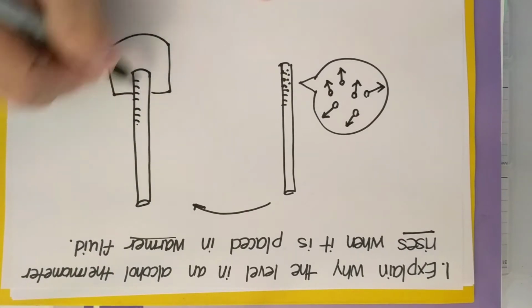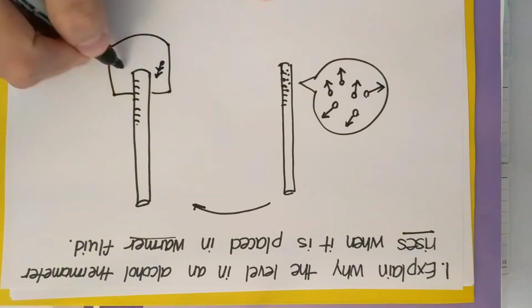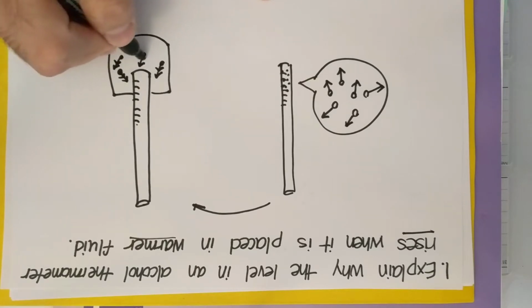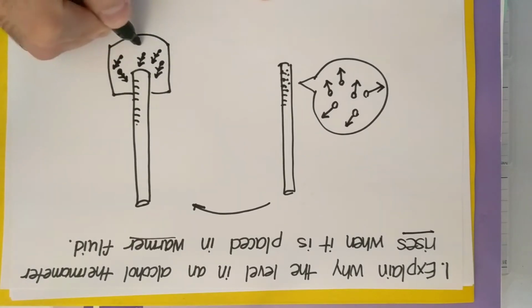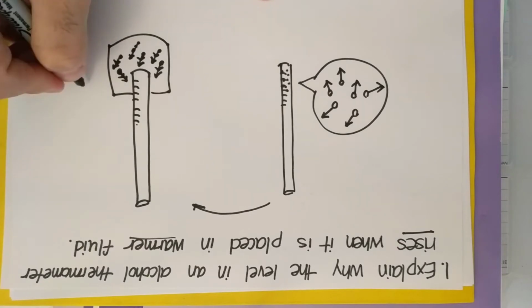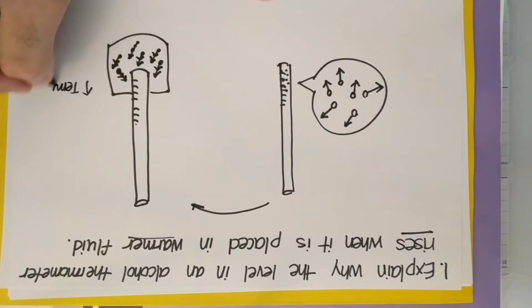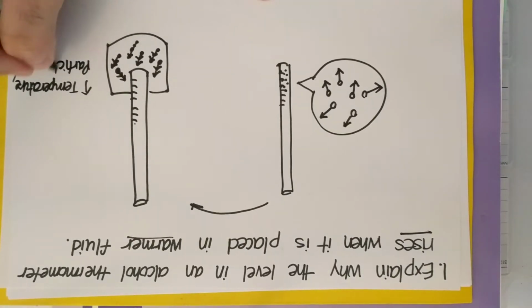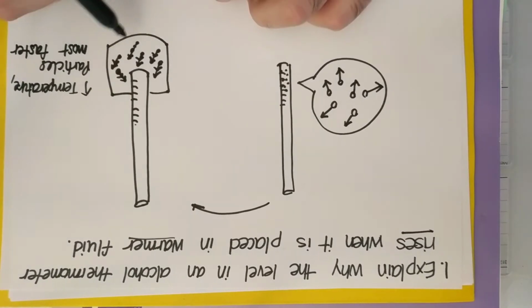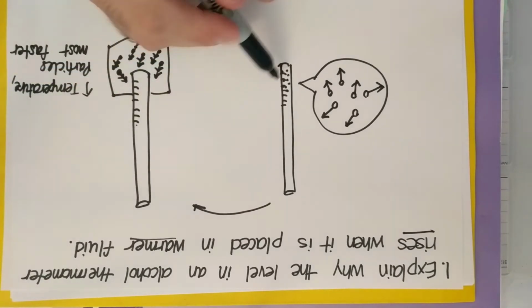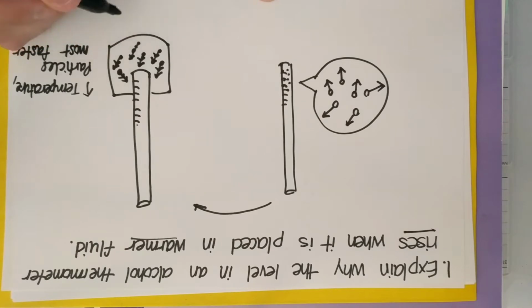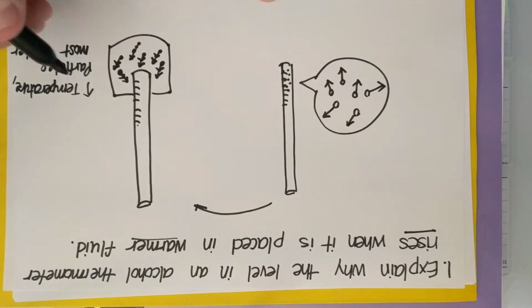What's going to happen to those particles when I have them in fluid that's moving a lot faster? And how do I know they're moving a lot faster? Because I told you it's warmer. And we know with an increase in temperature, particles move faster. So remember that. So what's going to happen to the particles that were inside my thermometer? Well, there is going to be heat transfer or energy transfer.